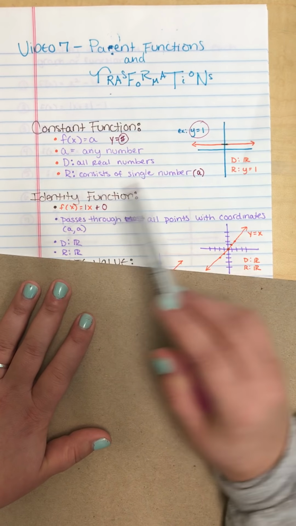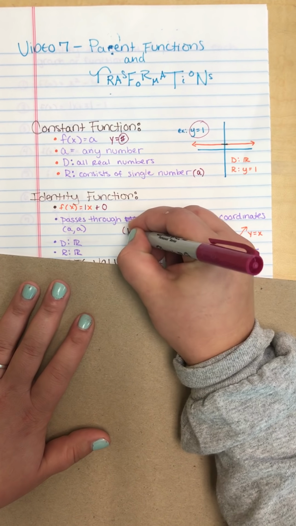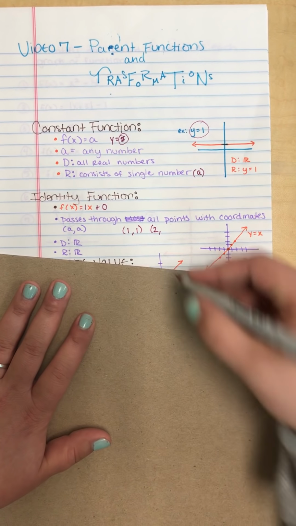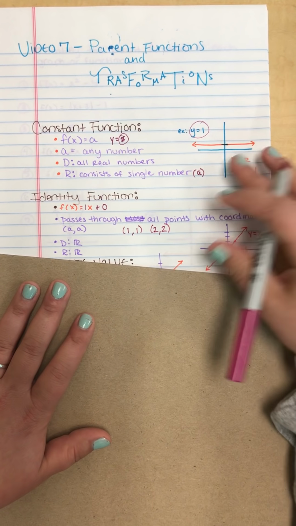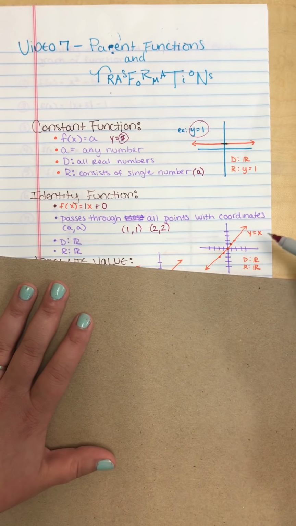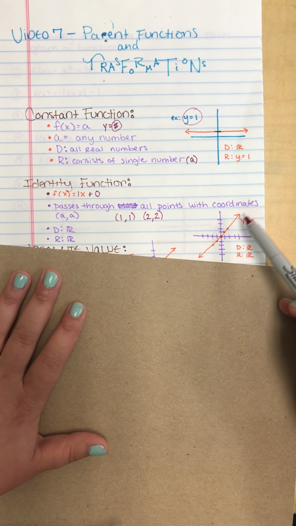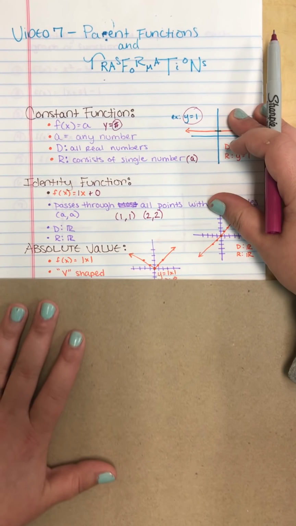F of x equals x passes through all points with coordinates a, comma a, meaning if x is 1, y is 1. If x is 2, y is 2, meaning your x and y coordinates match. Your domain and range are always going to be all real numbers for these types of functions. Here's my example of y equals x. My line is never going to stop going left and right, and it's never going to stop going up and down, so your domain and range are both all real numbers.